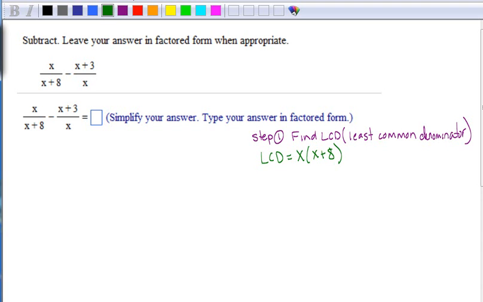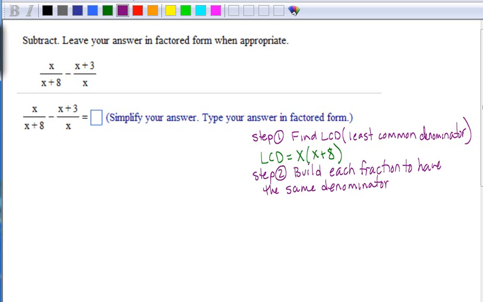Okay, second step. Build each fraction to have that same denominator. In this case, that denominator would be that LCD, so it would be x times x plus 8. And we would want this one to be x and x plus 8 as well. To build this fraction, you're going to need to multiply the bottom by an x to make this denominator be that LCD. So whatever you do to the denominator, you also do the numerator. So this would become an x squared.